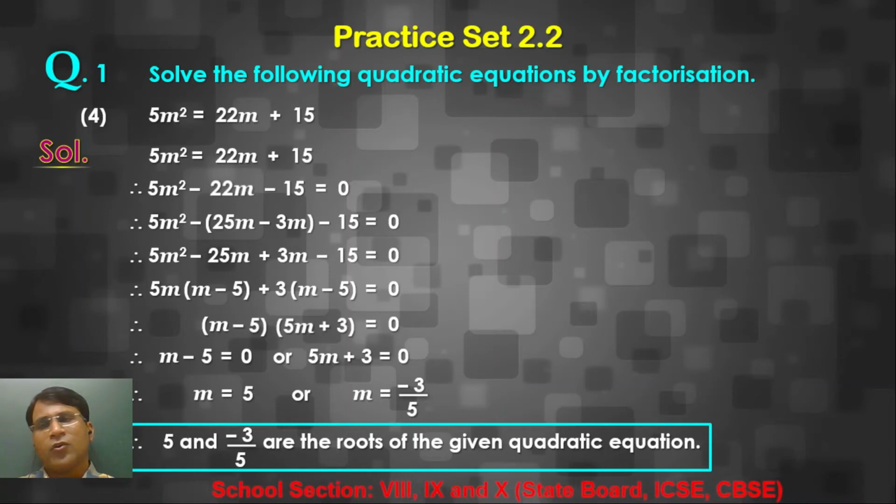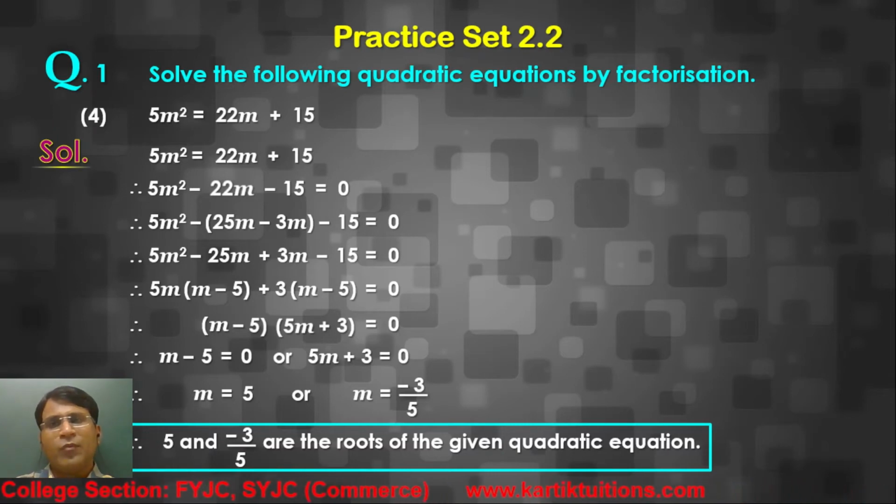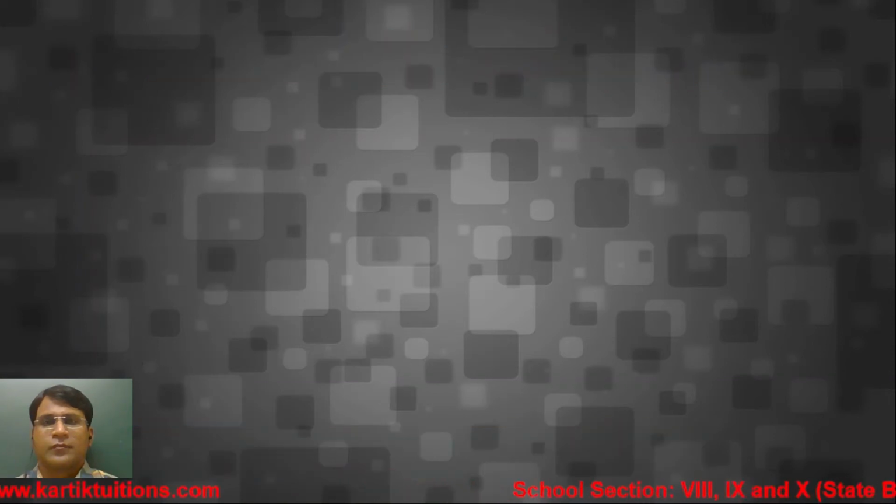One thing, please make a note. Since the degree of any quadratic equation is 2, you will always get two roots. Sometimes both the roots are equal, but since it is a quadratic equation, you will always get two roots.